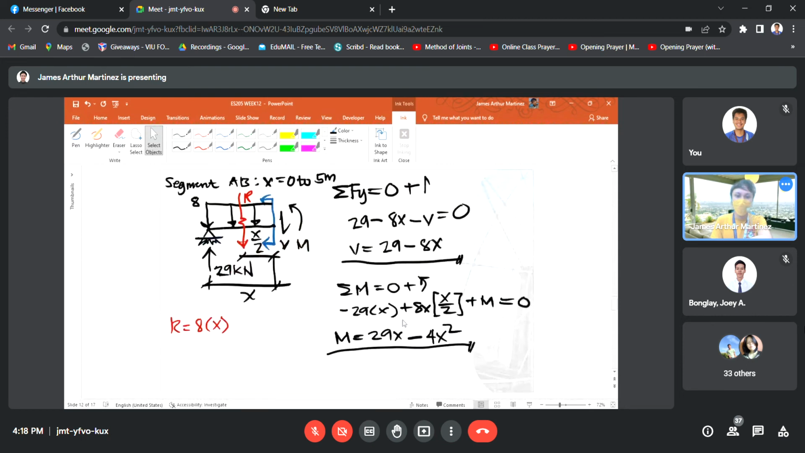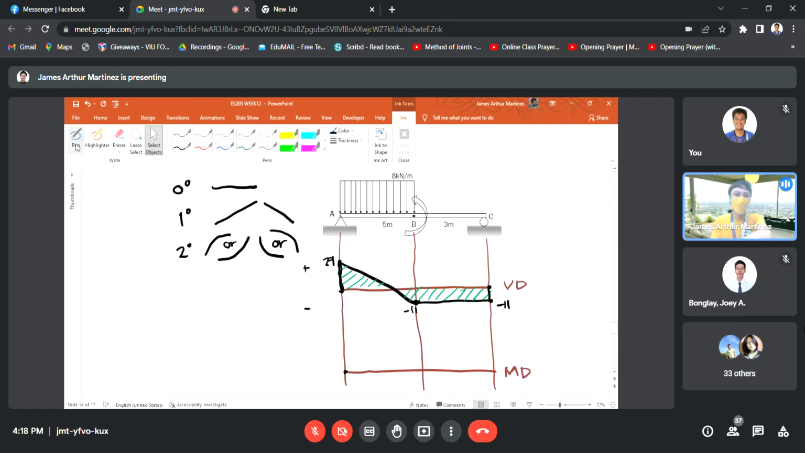For point B, we substitute the value of x for the equation, which is 5 meters, to determine the magnitude of the moment at x distance 5 meters, or at point B. And that is a positive value of 45. So let's plot that point. This is 45.